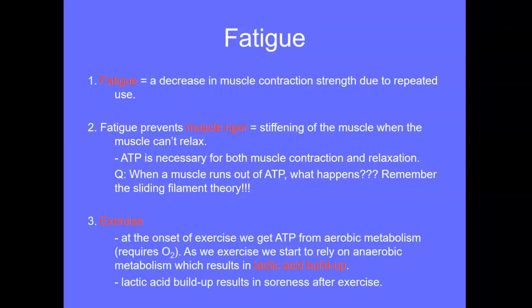Exercise. So at the beginning of exercise, we have plenty of ATP to perform what we call aerobic metabolism. Aerobic metabolism uses oxygen and cellular respiration to make more ATP. The problem is, as you keep exercising, as you keep using your muscles, you kind of run out of that. Your oxygen stores may run low if you're exercising really hard, and you might run out of glucose. What that results in is lactic acid buildup in the muscle.